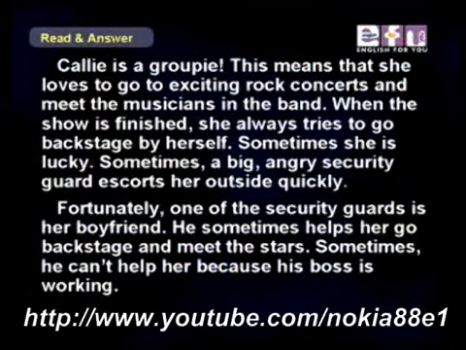Callie is a groupie. This means that she loves to go to exciting rock concerts and meet the musicians in the band. When the show is finished, she always tries to go backstage by herself. Sometimes she is lucky. Sometimes a big, angry security guard escorts her outside quickly. Fortunately, one of the security guards is her boyfriend. He sometimes helps her go backstage and meet the stars. Sometimes he can't help her because his boss is working.